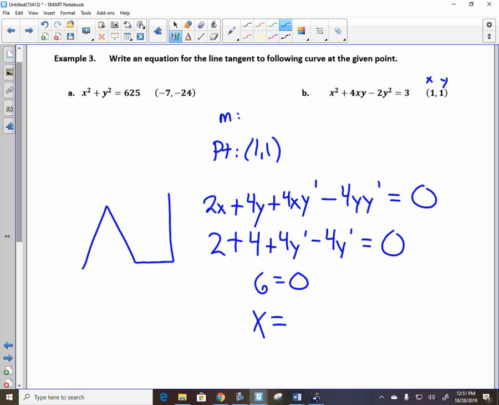So x equals what? What's the point it passes through? So you use the x value of 1, so you get slope is undefined. So x equals 1 is your tangent line at that spot. There you have it. Good job, folks.